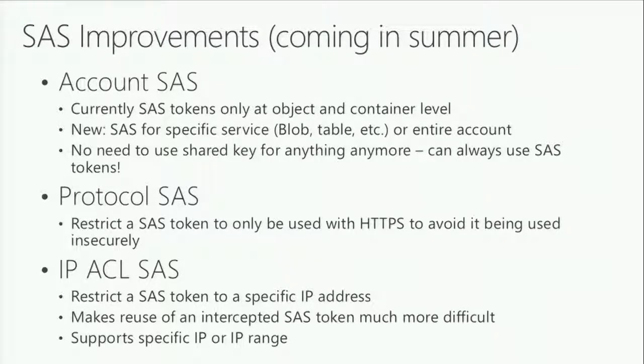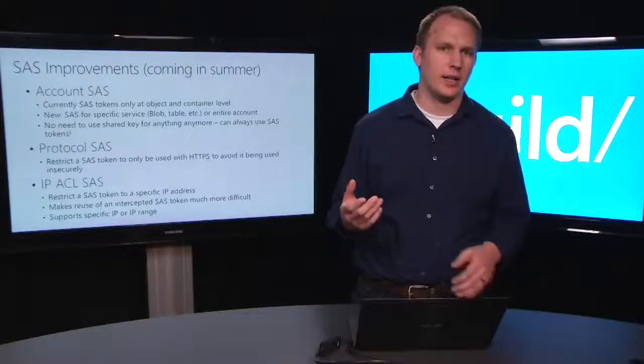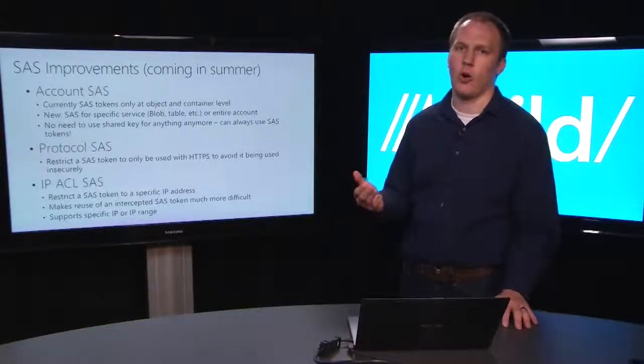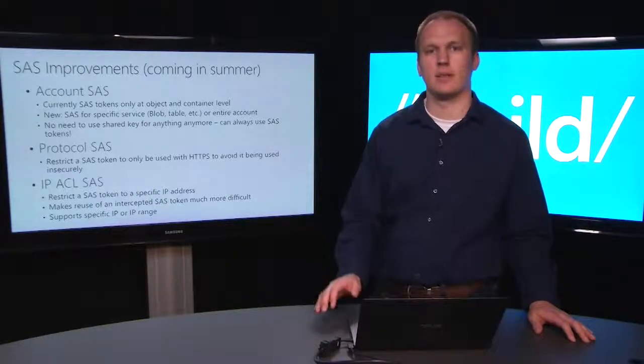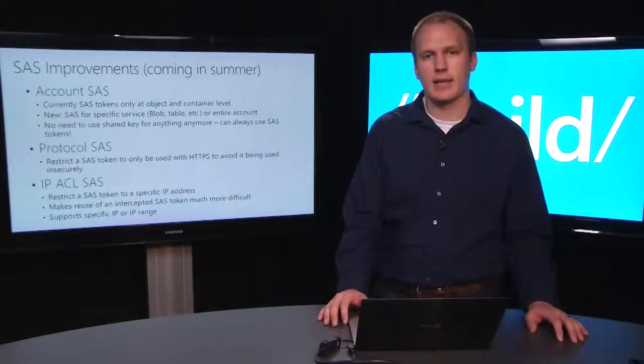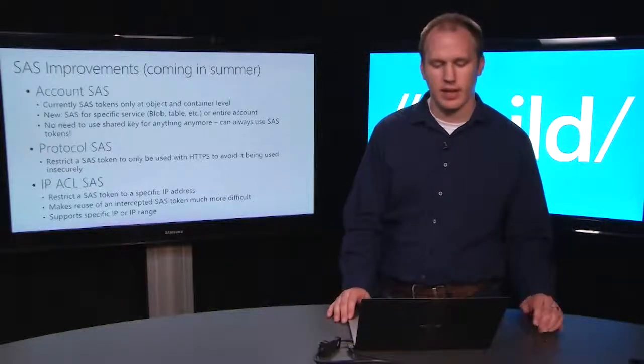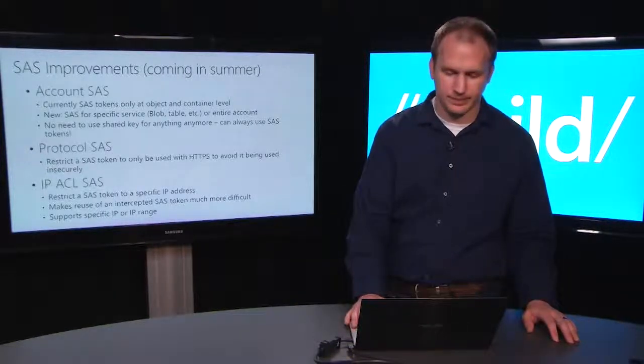And the last one goes along a similar thread: what if somebody gets the SAS token and wasn't supposed to? This is IP-ACLed SAS, or IP-limited SAS. This allows you to put an IP address or an IP address range on the permission string, which makes the shared access signature only usable from that particular IP address. So even if somebody else were to get that shared access signature, they wouldn't be able to use it unless they were at that IP.